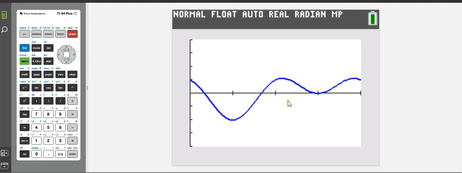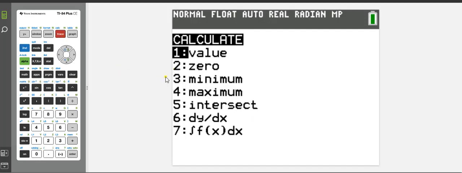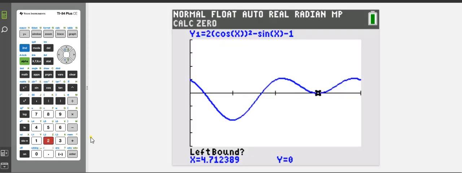How do you find the x-intercepts here? Remember how you find the x-intercept? Let's do one of them. Well, you have to go to second calc, second trace, and you have to press 0 since you want to find the x-intercepts. If you want to find the intersection, you have to use number 5. But in this case, we're solving for x-intercepts, so we're going to press number 2 for 0.